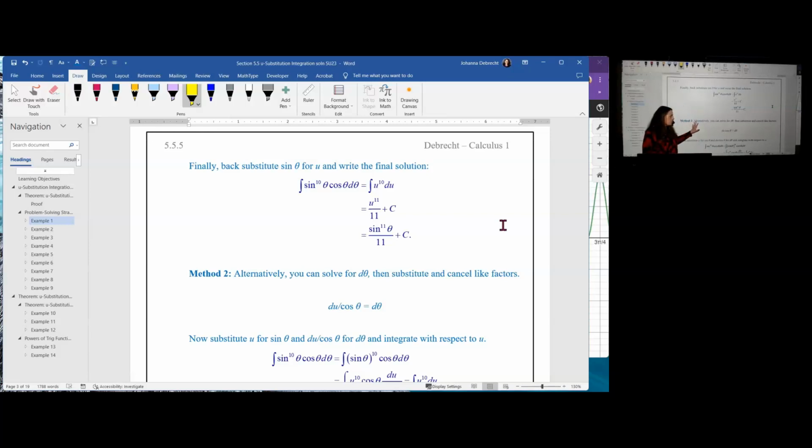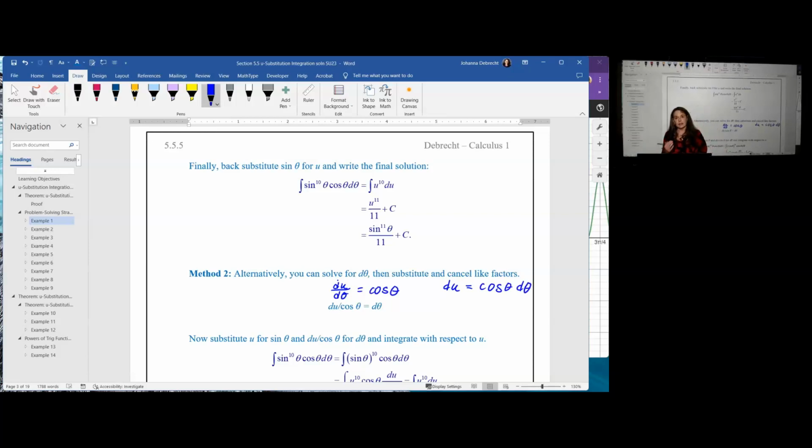In method 2, I want to show you what it would look like if instead you solve for the original differential d theta. Remember that when we were solving this problem, we reached a certain point where we had du d theta equal to cosine of theta. Next, we abused the notation and we swung the d theta around to the right-hand side.